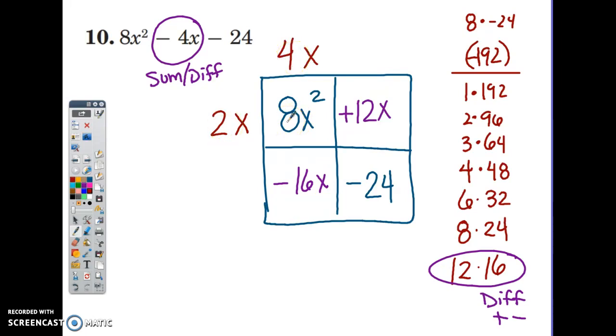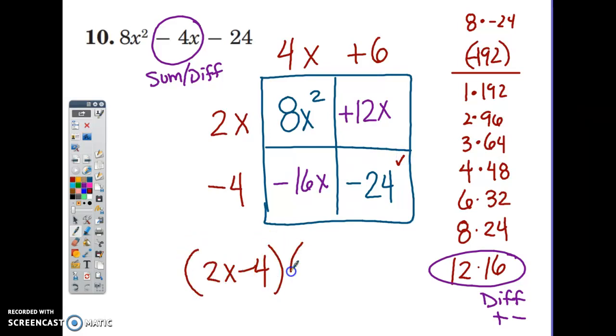And then we start dividing. I need you to put negative 16 divided by 4 in the calculator. What does it give you? Negative 4. And then 12 divided by 2 gives you a positive 6. And then the last step, you need to multiply 6 times negative 4. And it gives you this one. So the factors are 2x minus 4 and 4x plus 6.